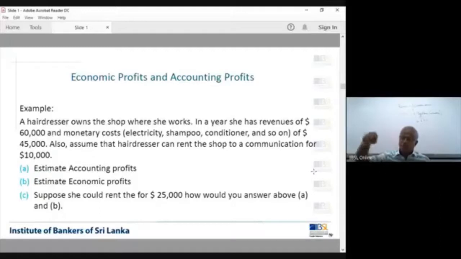It is the cost of the next best alternative. If you can rent this for 10,000, how much could you have earned? That is the opportunity cost of the building. Then, when you calculate economic profit, you have to deduct that also. 60,000 minus 45,000 minus 10,000. Then 55,000 is deducted altogether. 60,000 minus 55,000, the answer is 5,000, right?